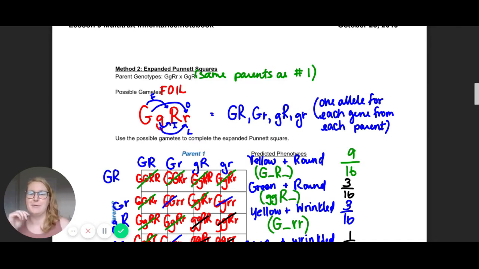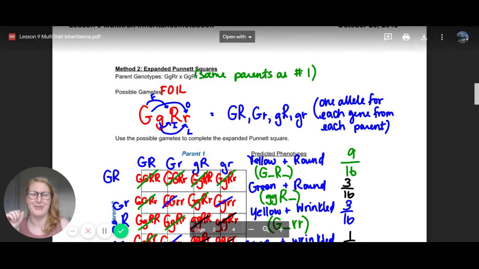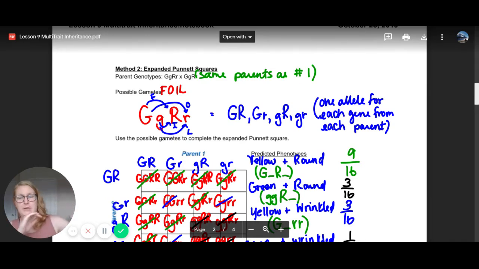The O in FOIL is for outside terms, so capital G and small r in this case. So I write that here. Inside, or I, is small g and capital R. I write that here and so forth. So what this represents is one allele from each of the genes from each parent. So again, if you go back to page number 1, I talked about the reason why this is: during anaphase 2, they will always split up independently of each other. So we essentially treat them as totally separate entities. Okay, they don't rely upon one another.